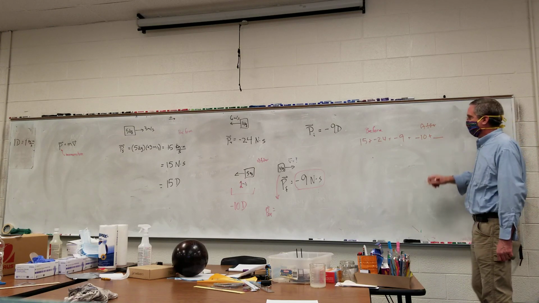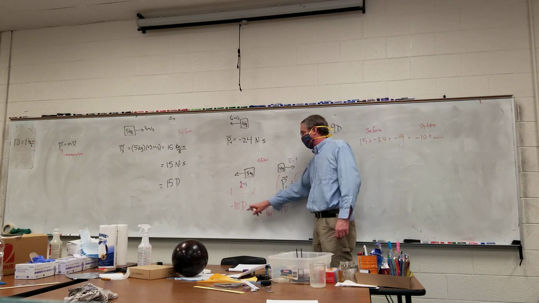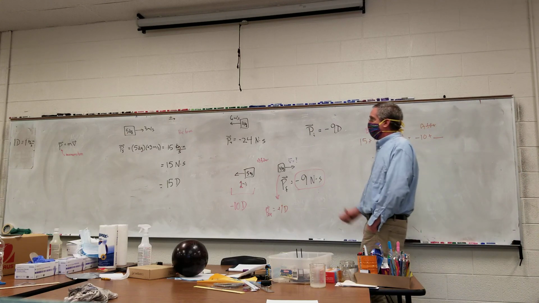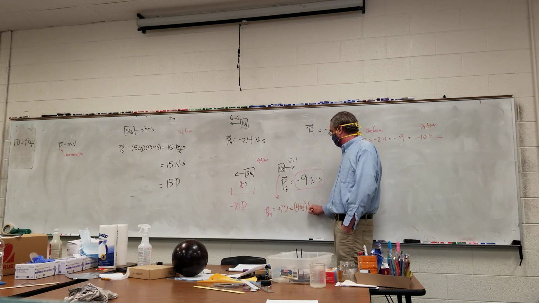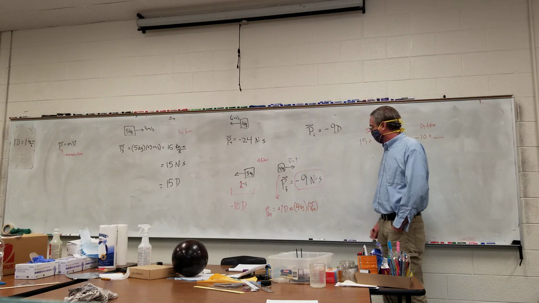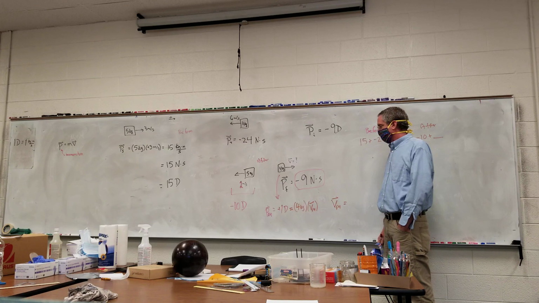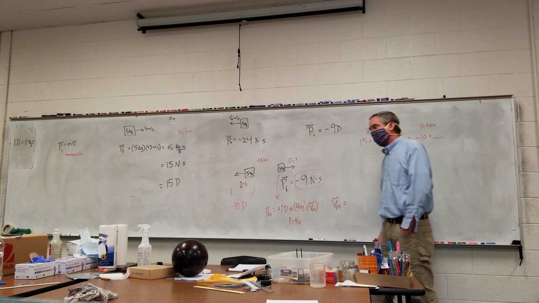My total momentum here has to be positive 1, because my sum has to be negative 9. I know momentum is mass times velocity, so that should be equal to 4 kilograms times whatever my velocity is. Therefore, the math problem is 1 is equal to 4v. That's the math problem.